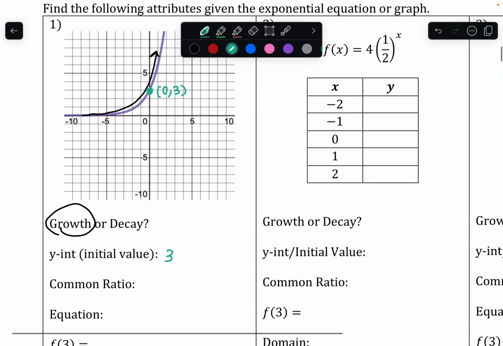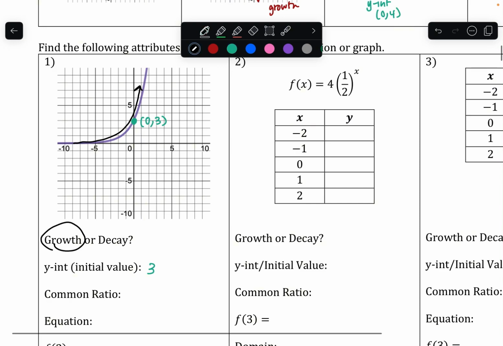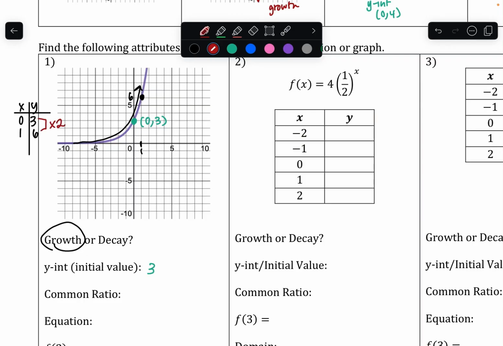And then our common ratio, to find that, sometimes it's obvious, sometimes it's not, but I like to go ahead and make a table of points. Right now, the only point I've pointed out is 0, 3, the y-intercept. If I go over to the 1, I see that the value is 6. So x is 1 when y is 6. A lot of people could tell, okay, to get from 3 to 6, we are multiplying by 2. And so my common ratio is 2.